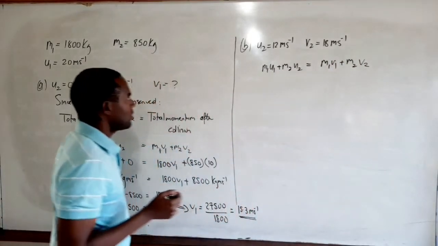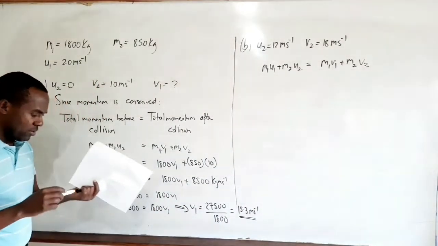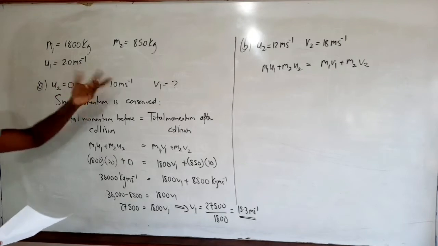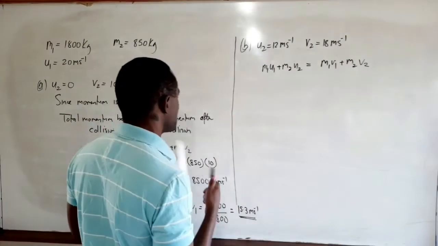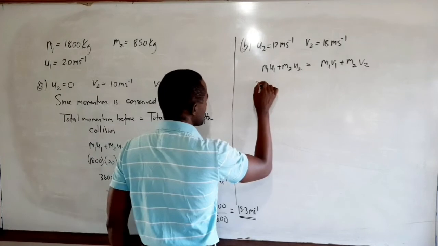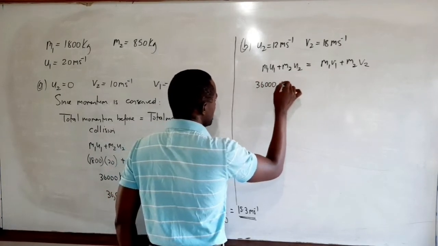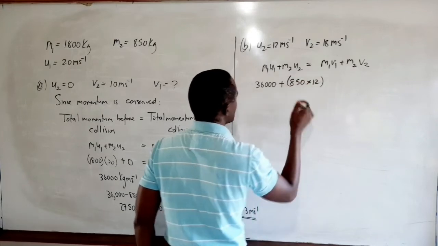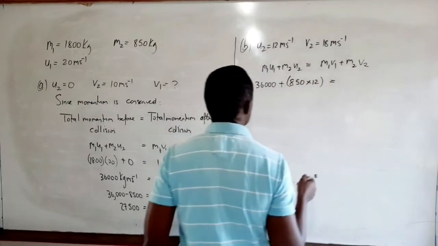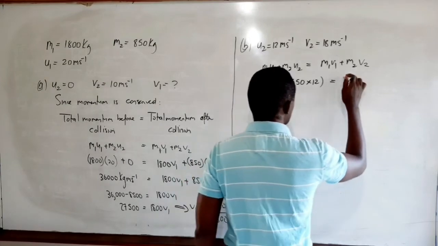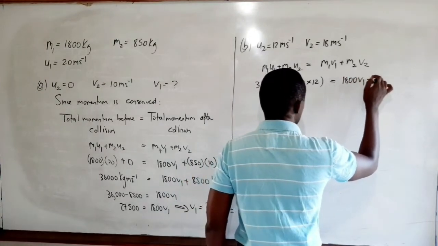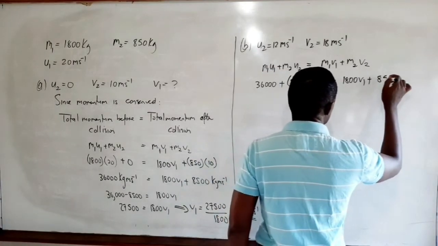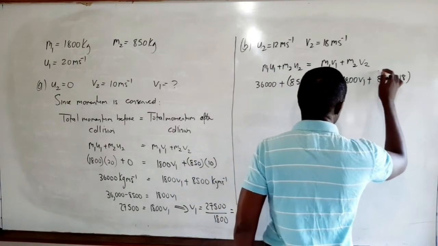So this time, once again we substitute the values. Now the initial velocity of the Range Rover is the same as from before, so its initial momentum is going to be the same, 36,000. So we have 36,000 plus 850 times 12, and that is equal to 1800 v1 plus 850 times 18, right?